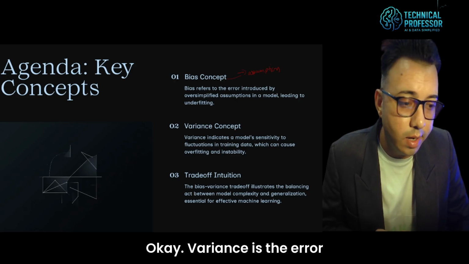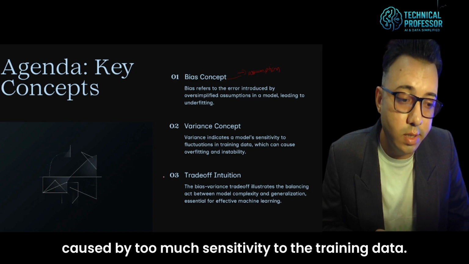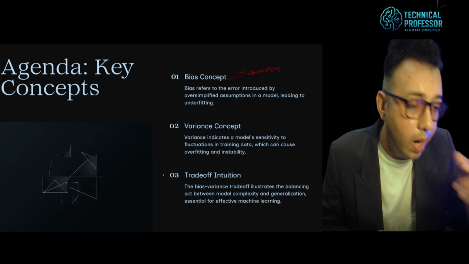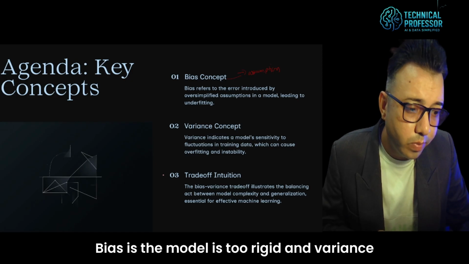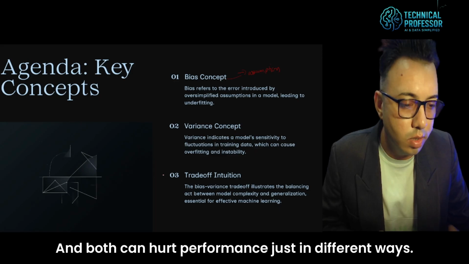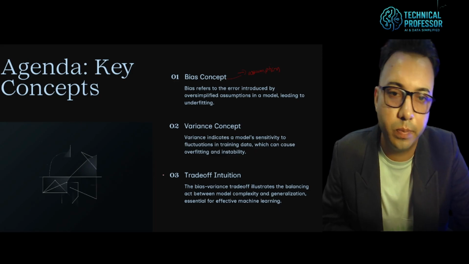And variance is the error caused by too much sensitivity to the training data. Think of it like this: with bias, the model is too rigid, and with variance, the model is too flexible. Both can hurt performance, just in different ways.